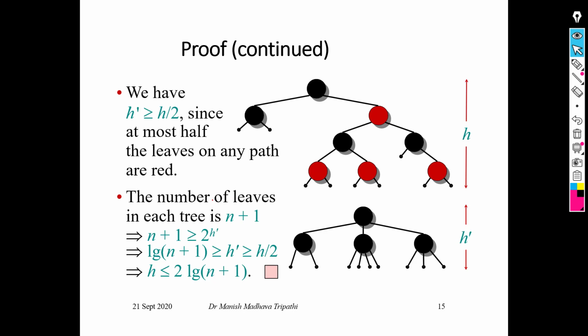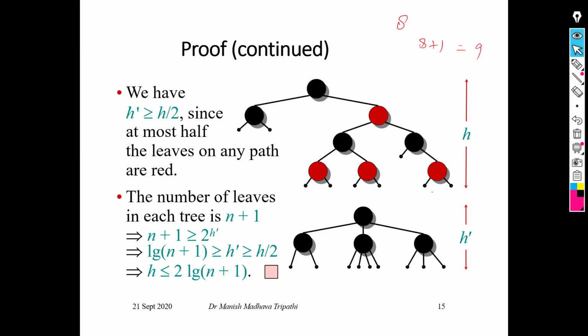The number of leaves in each tree is n plus 1. If the number of nodes is n, then its leaves will be n plus 1. It is a property of any red black tree. Here you can see that 1, 2, 3, 4, 5, 6, 7, 8 nodes are there, and the number of leaves is 1, 2, 3, 4, 5, 6, 7, 8 and 9. So if nodes are 8, then its leaves are 8 plus 1, that is 9. So this property gets satisfied.